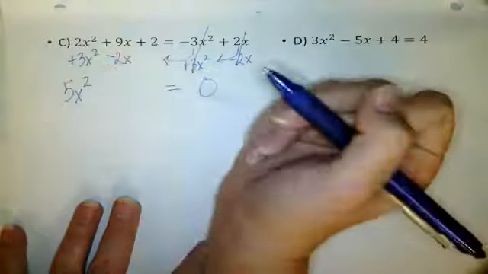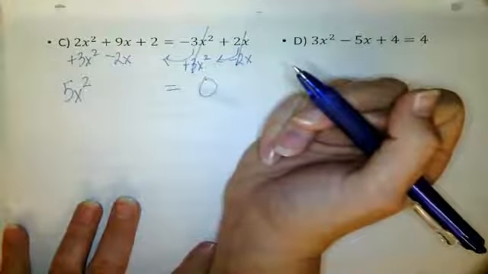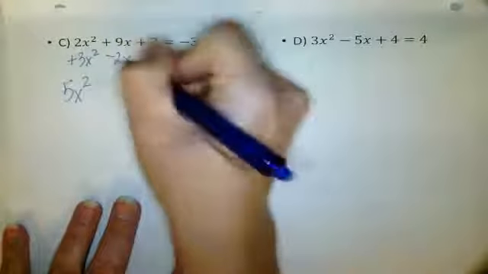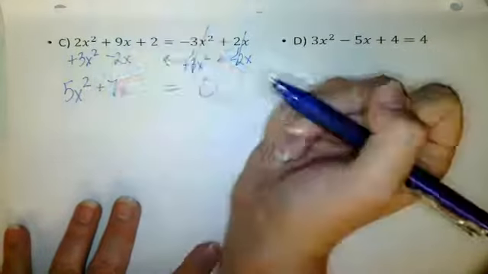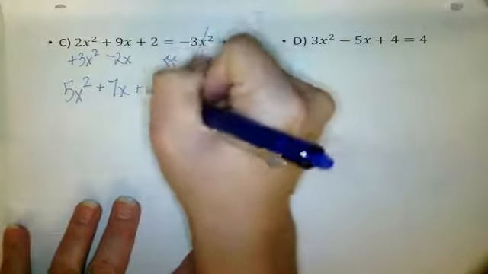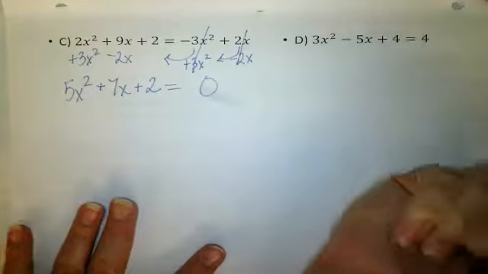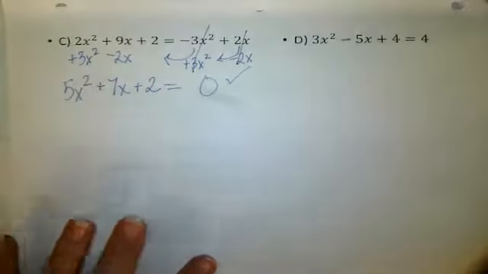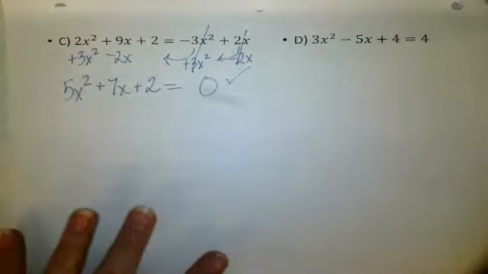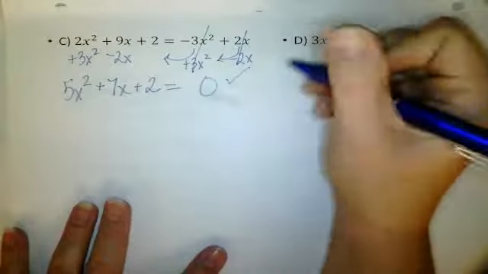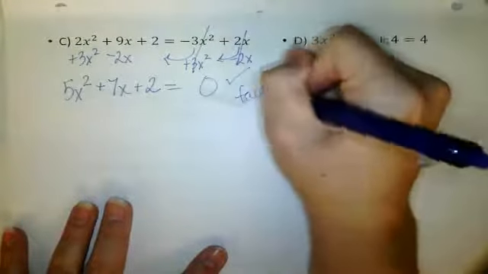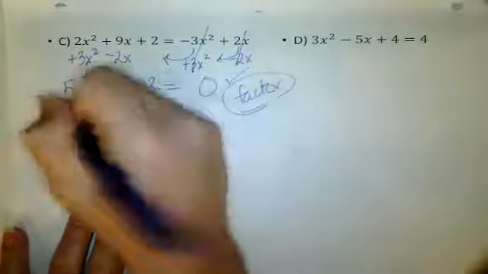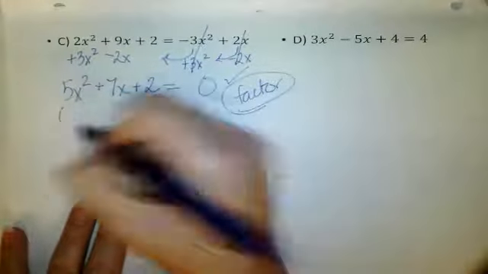2x squared plus 3x squared is 5x squared. 9x's minus 2x's is 7x's. And I have a plus 2 there. So now we are set equal to 0. What do we do after we set it equal to 0? Factor. There's no GCF, so I'm going to double bubble.